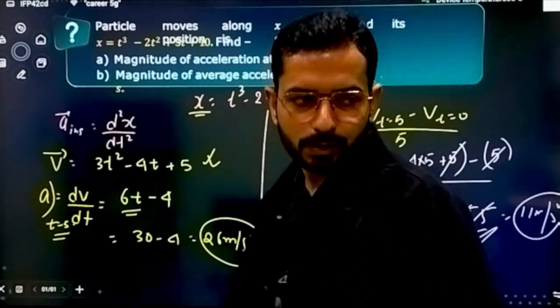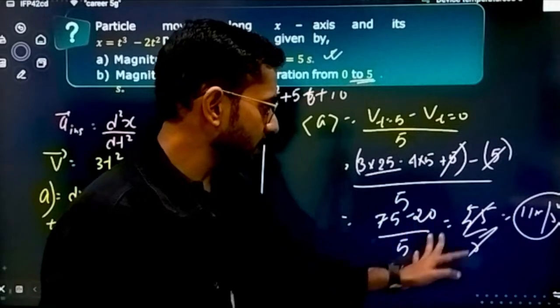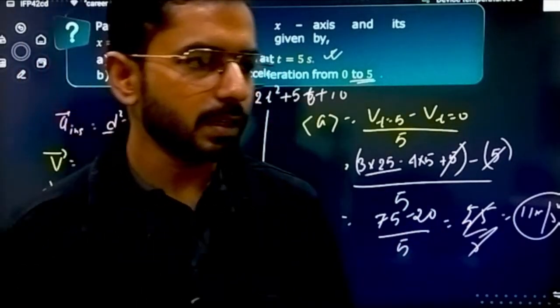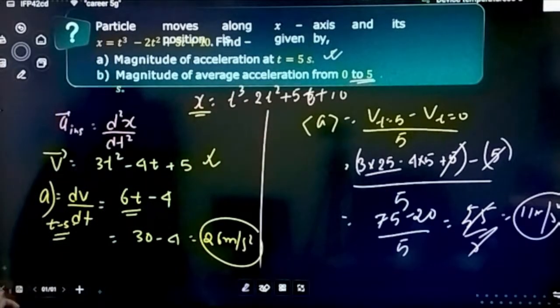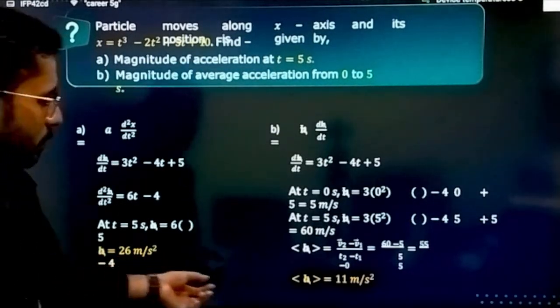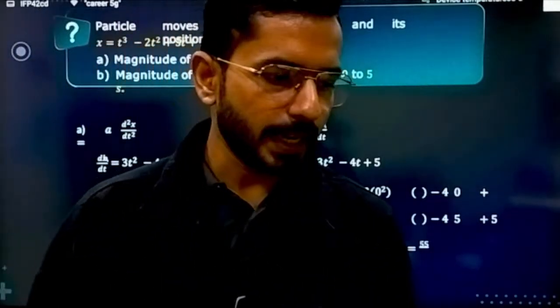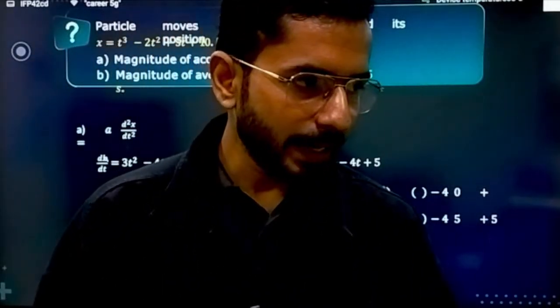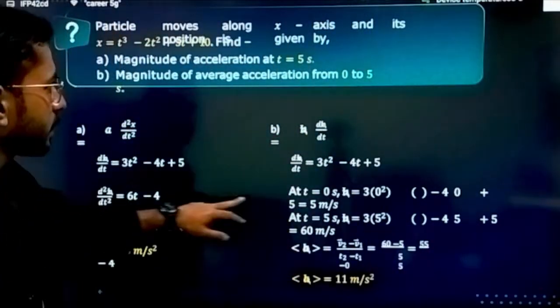Once cross check the calculation, I think this answer will be correct. 75 minus 20 divided by 5 equals 11 meter per second square. Clear? 6 meter per second square, and the second one will be 11 meter per second square. That will be the average one. Correct? Is it clear? Any doubt? How to calculate average, how to calculate instantaneous, these kinds of things.